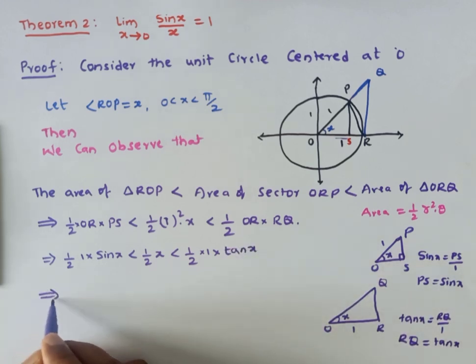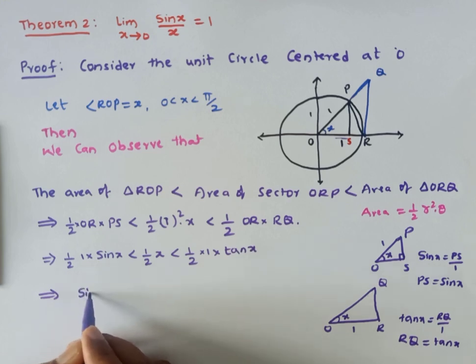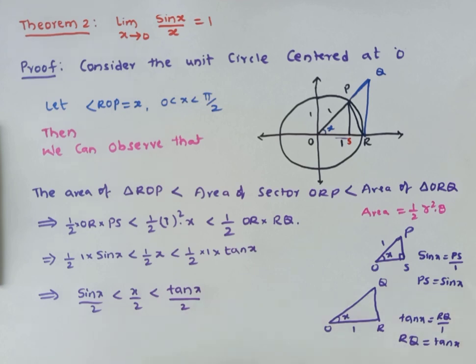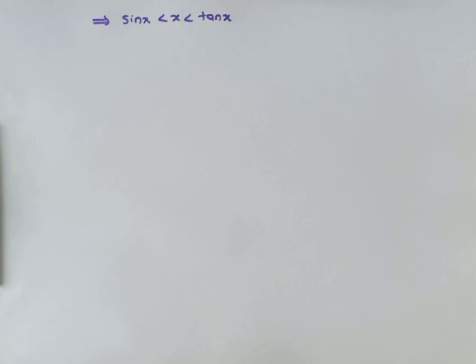So this implies sin X by 2 is less than X by 2, which is less than tan X by 2. So we have a relation, an inequality. Here the half gets cancelled, therefore sin X is less than X is less than tan X. Now we got one relation: sin X is less than X is less than tan X.